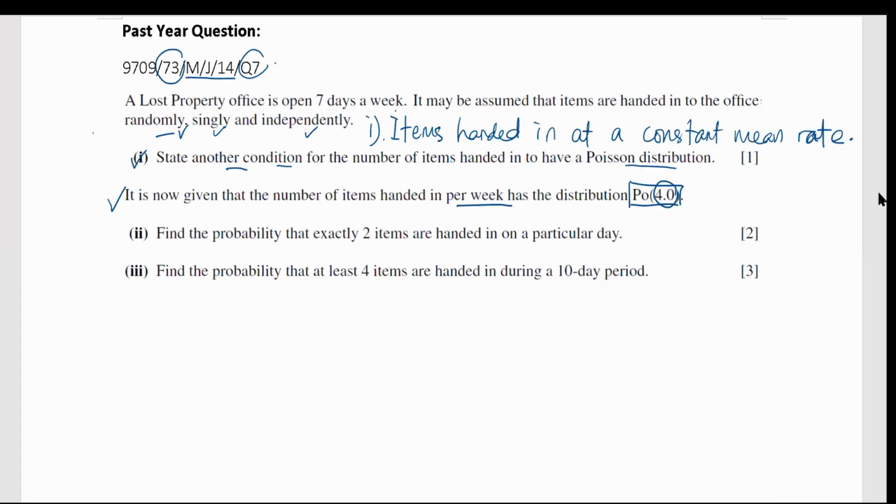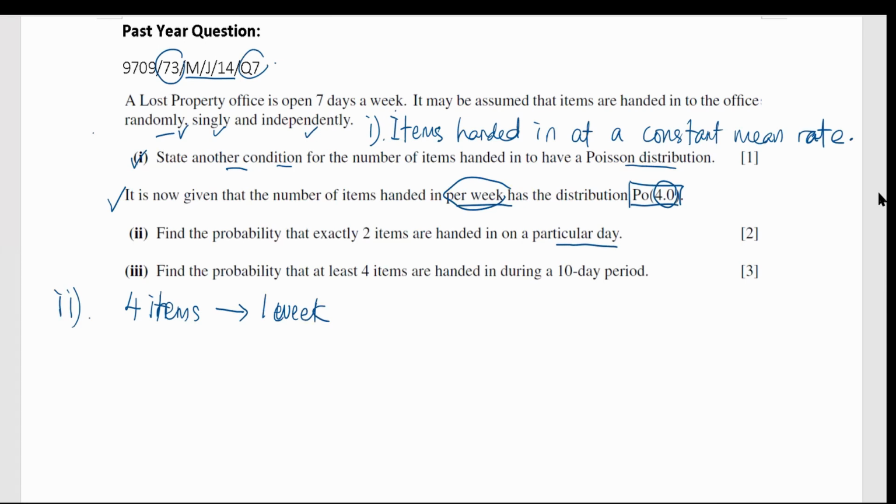So now, answering part 2. Find the probability that exactly 2 items are handed in on a particular day. What we need to determine is, based on the mean rate given, the Poisson distribution, right? The mean is 4, which means we are expecting 4 items in a week, right? Per week, the time interval.